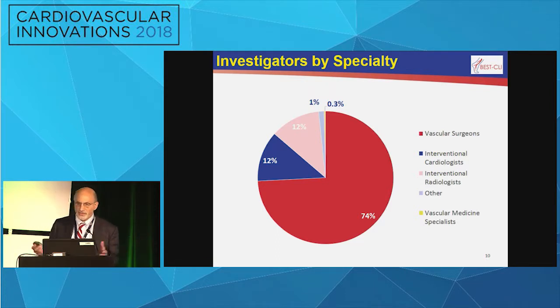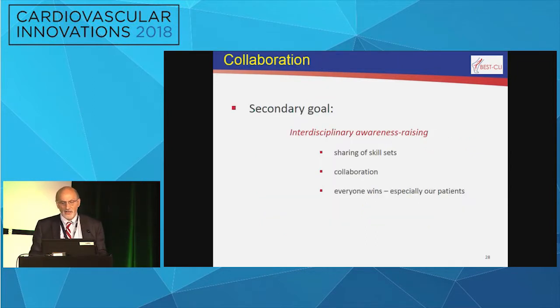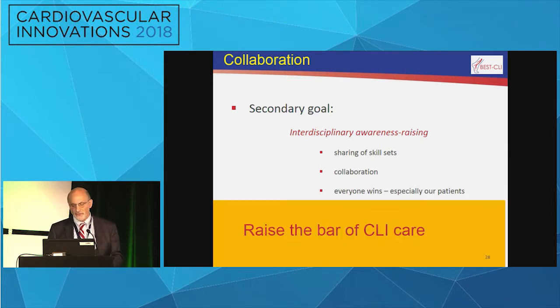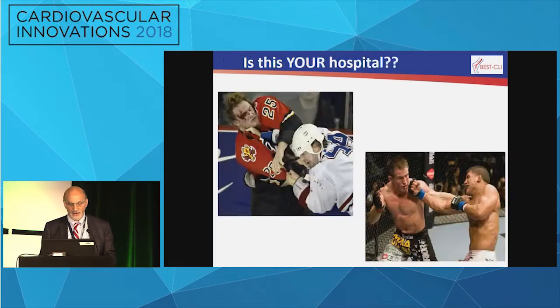And I think Vic acknowledges that, for example, the vascular surgeons, the reason that Venn diagram is so big now is because you guys learned a lot of techniques from cardiologists, and we learned it from radiologists, and that's how I learned. So we all need to work together and talk together to get the best outcomes for our patients. So this is a secondary goal of the trial. And NIH will come right out and say, this is a secondary goal of the trial. We want to improve interdisciplinary discussion, teamwork, sharing of skill sets, collaboration, because we know that everybody will win and it will raise the bar of CLI care.